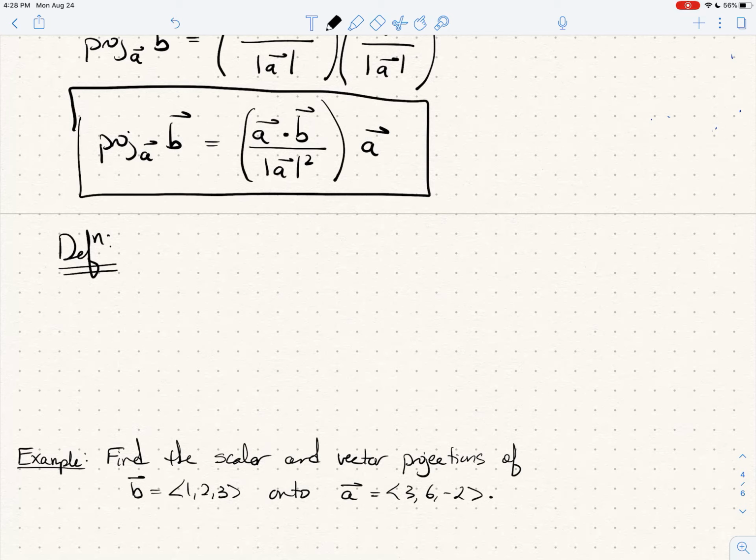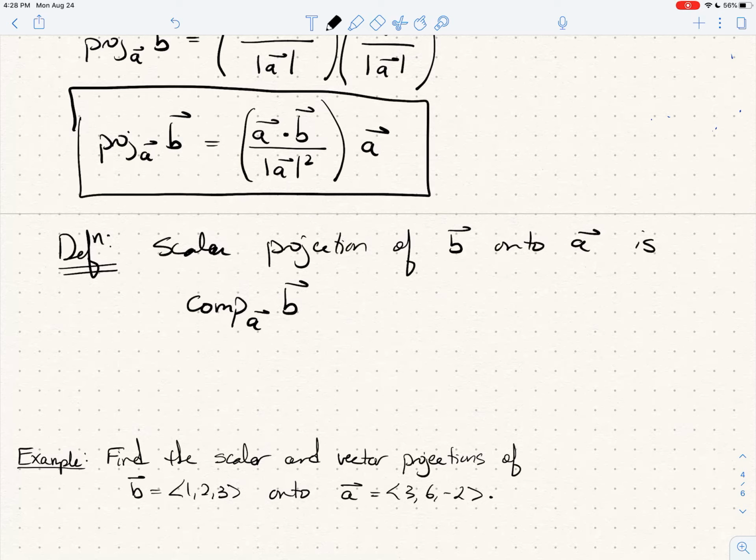Well, the scalar projection of B onto A, which we're going to denote, you know what, let's just say is... We usually write it comp of B onto A.